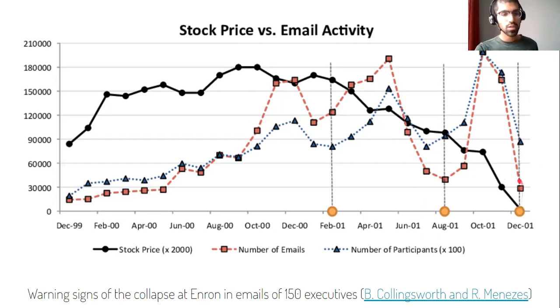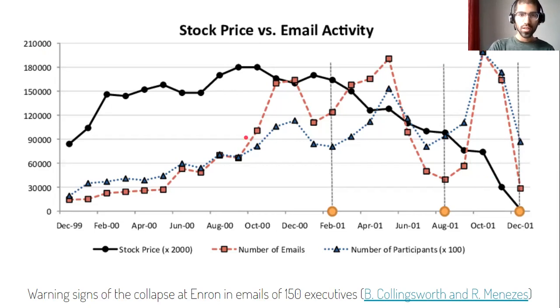But at the same time, what researchers have done is they overlaid these red squares, and these are the number of emails being sent by the top 150 executives at the company as these events unfolded. And you can see like 210,000 emails. That's across the 150 people. That's more than 1,000 emails per person per month. So you can see it got quite frantic at the peak of the Enron collapse.